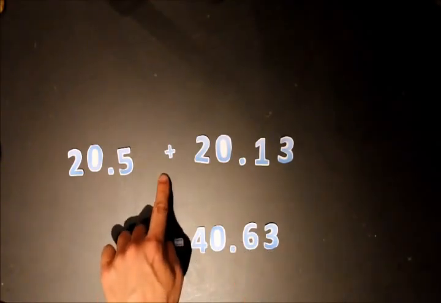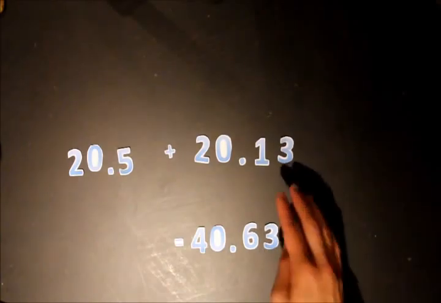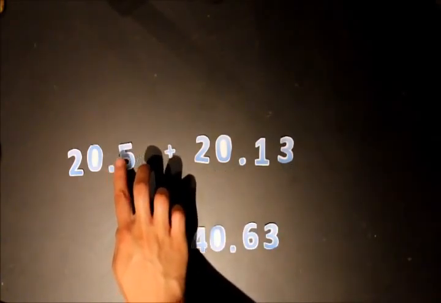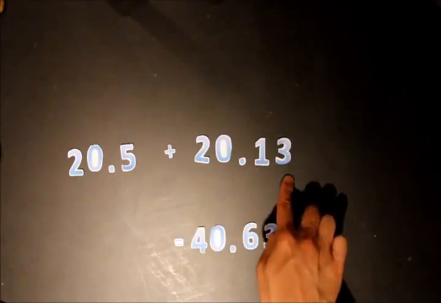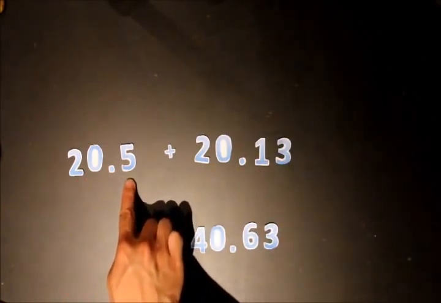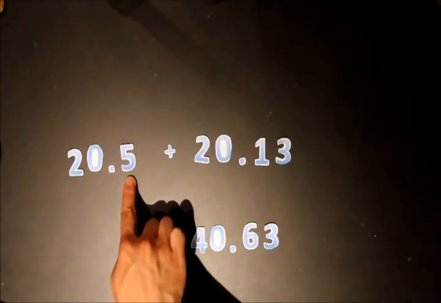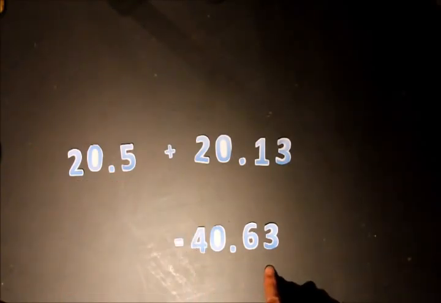That's excluding sig figs from the picture. But if you were to include sig figs in an addition problem, you would have to see which number has the least number of decimal places after it. So the 20.13 has 2, and the 20.5 only has 1. Because the 20.5 only has 1 number after the decimal point, your answer can also only have 1 number after the decimal point. Therefore, the 3 rounds down to leave you with 40.6.